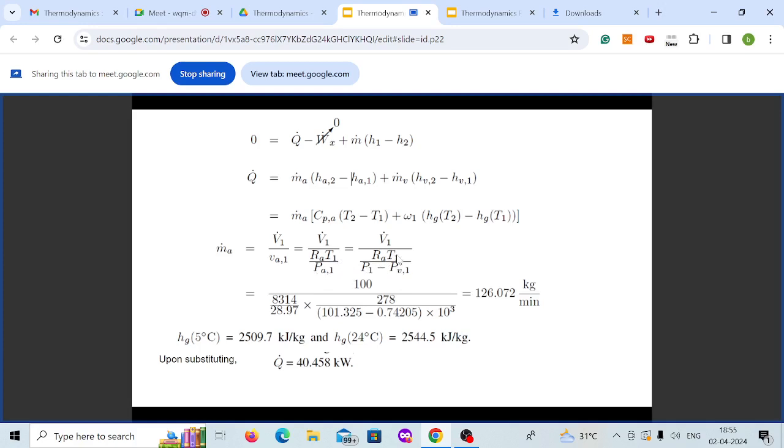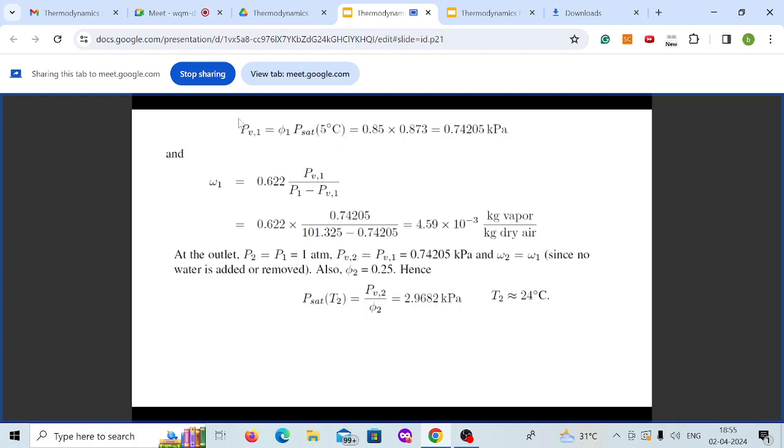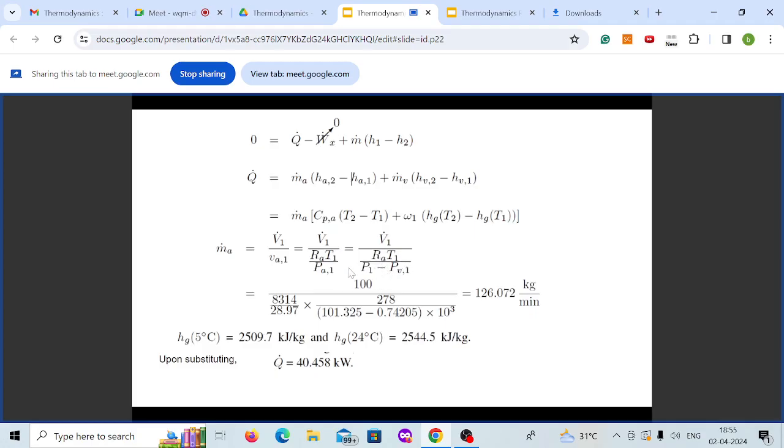So we have found out in the previous step the vapor pressure at 5 degrees Celsius inlet. We know the inlet air is at 1 atmosphere, and the temperature is 278 K, 273 plus 5, and R_A is 8.314 kJ per kg Kelvin divided by the molecular weight. This will give you the mass of dry air, which is 126.072 kg per minute.